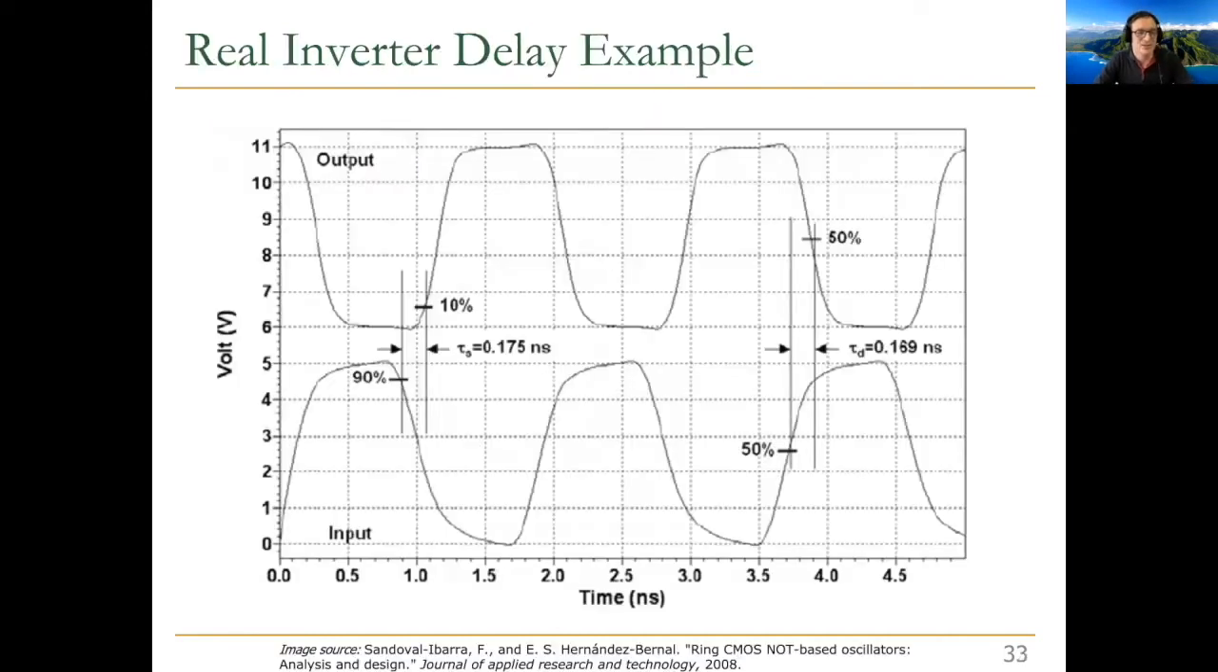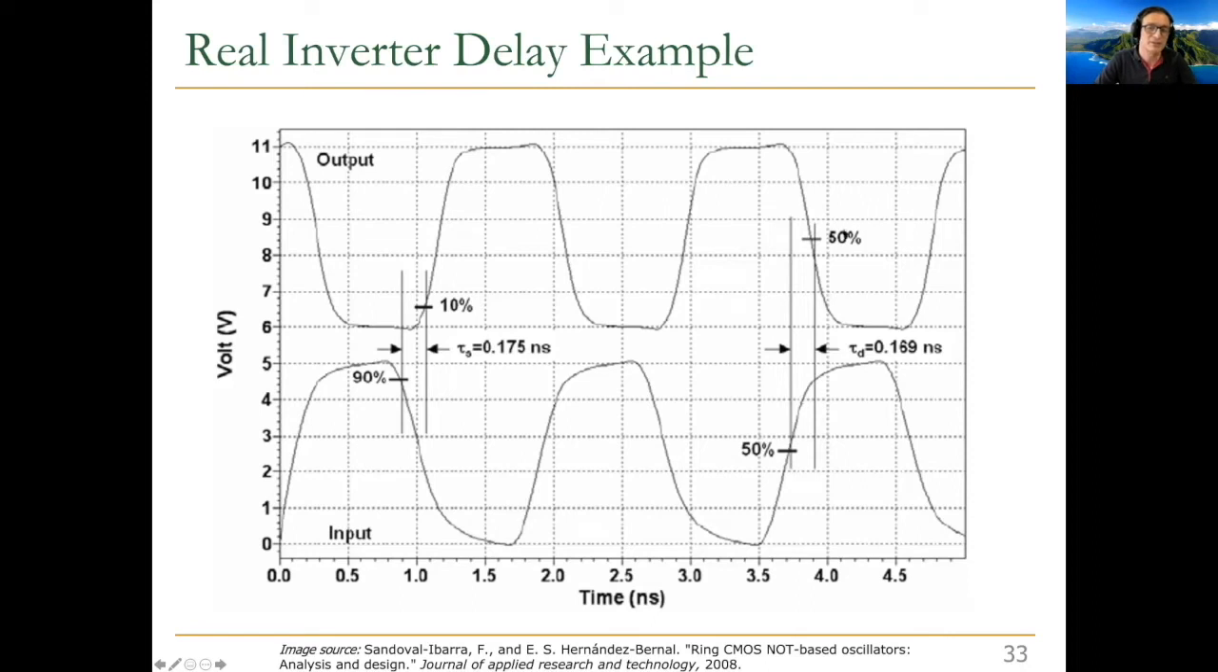Okay, so this is an example from a scientific paper that basically simulates an inverter and shows a real delay example. So here, for example, the 90% high input leads to a 10% low over here, and the delay is, as you can see, 0.175 nanoseconds. So after the input is applied, you get a delay. After the input is applied here, you also get a delay over here, as you can see.